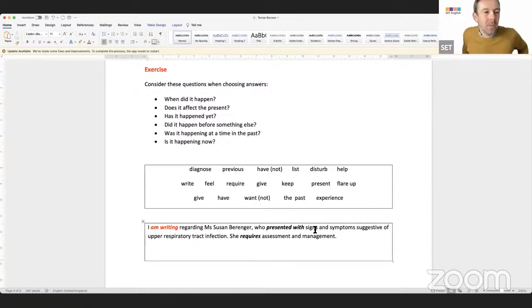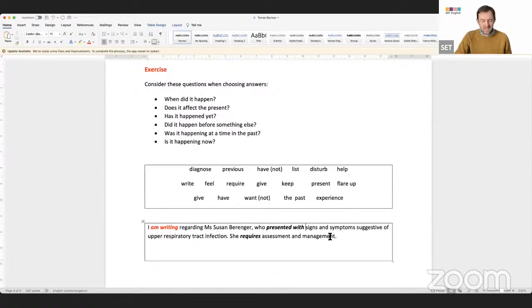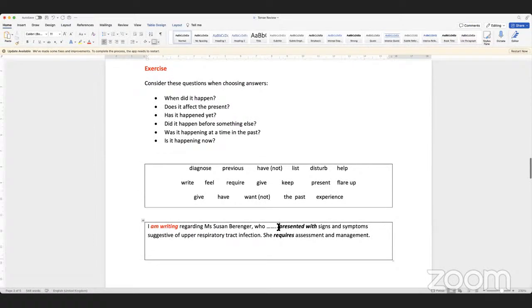Remember that the past simple is generally used with a time stamp. And here it doesn't say yesterday or last week or the 5th of June or anything like that. So if I don't have a timestamp, is there anything I can do? For instance, Lucinda, could I put something before presented? Was. Or has.